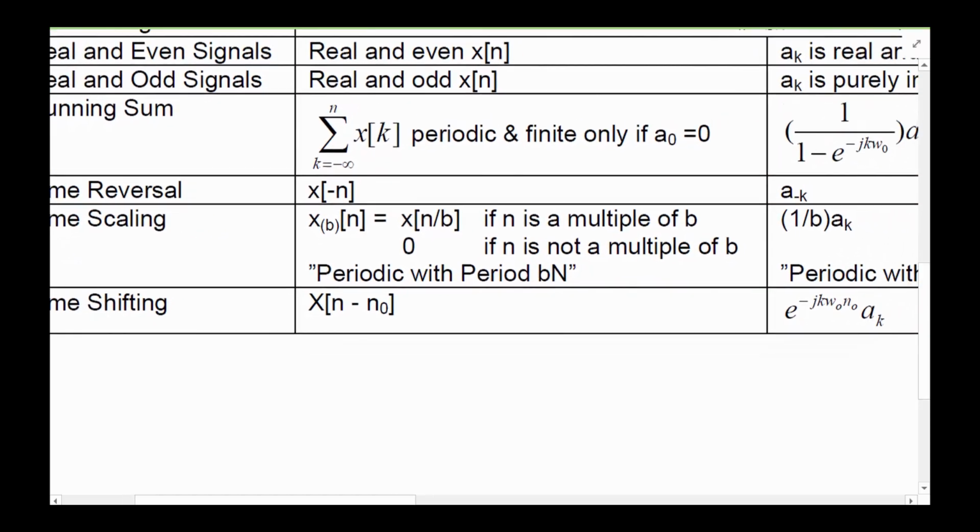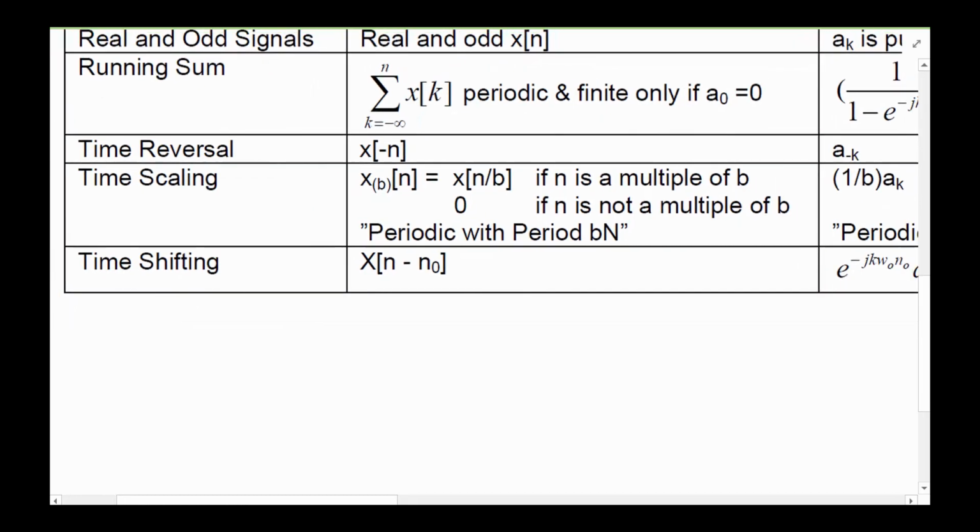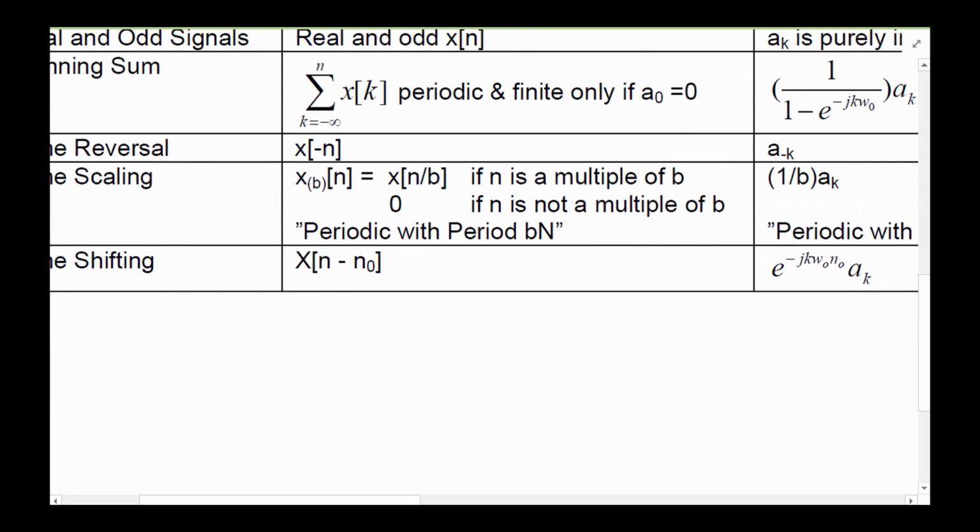Time scaling is available, and simply what it does is whatever the time scale is would be 1 over b A of k. So as you're time scaling, you're changing the frequency, and this allows you to change the frequency this way. Time shifting is another one, and simply all you have to do, if you're time shifting, you take e to the minus jk omega 0 n 0, which is whatever your time shift is.